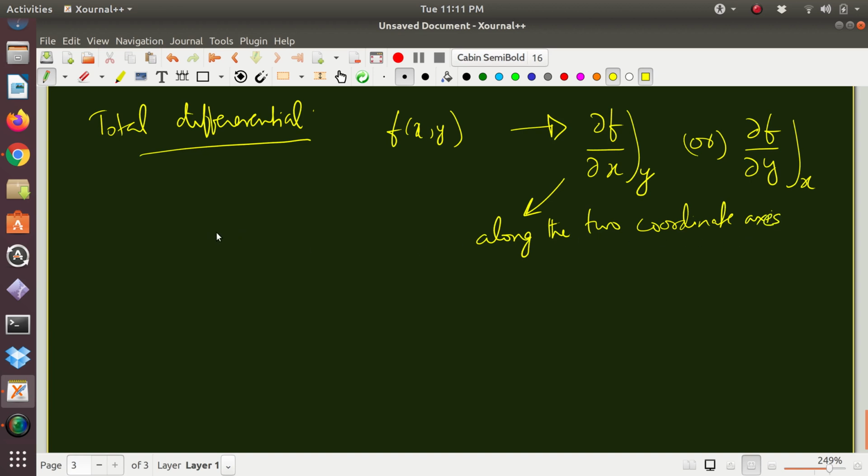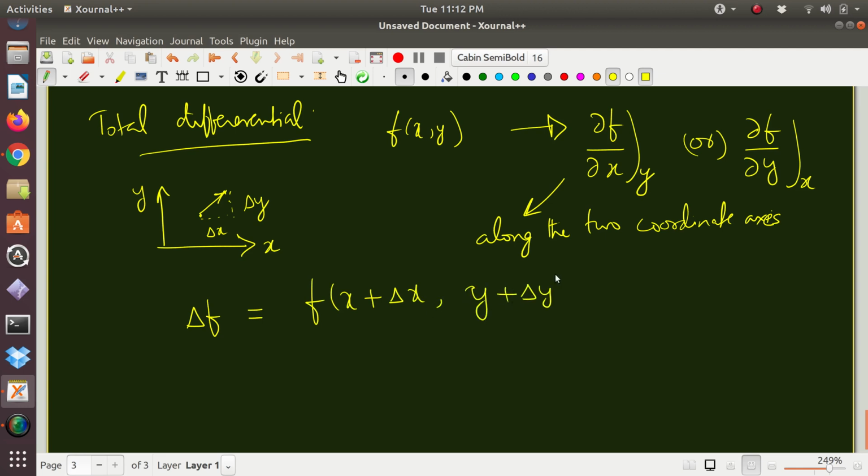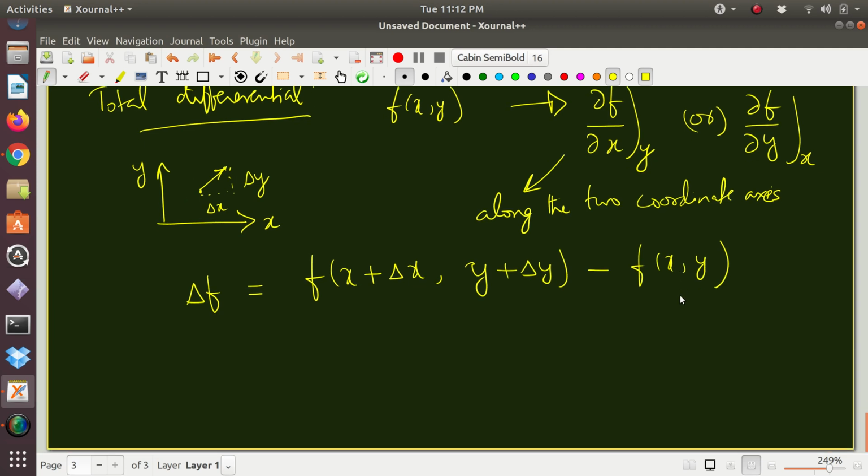Now what if you are not walking only along the x direction or only along the y direction. What if you take a point and then you walk a little bit in an arbitrary direction, delta x in the x direction and delta y in the y direction? What about the rate of change of f? What is the change in f if you walk a little bit away from a point x to x plus delta x and a point y to y plus delta y? What is the change in the function f? That is simply this quantity.